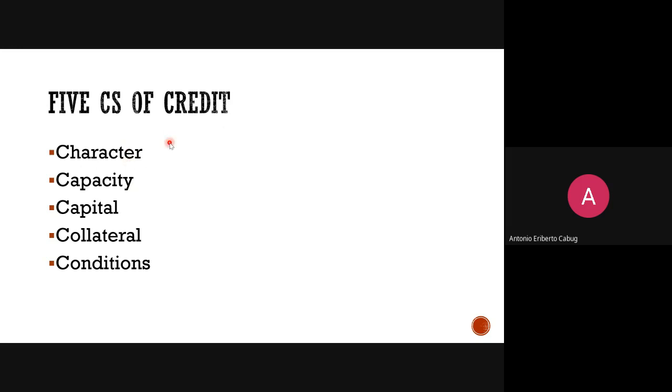Character is your credit history. May history ka ba na tumatakbo sa utang? Okay? Tinatakbuhan mo ba yung mga inutangan mo? Your character is going to be looked at. Capacity, on the other hand, pertains to your ability to pay. Kaya mo bang bayaran? No? Kaya mo bang bayaran? Yun yung ibig sabihin ng capacity. Do you have sufficient income? Capital, okay, kung namuhunan ka ng malaki sa negosyo, okay, mas malaki yung chance na maniwala sa inyo yung bangko. Kasi kung maliit lang yung binigay niya, tapos mangungutang ka pa sa kanila, baliwala yun.